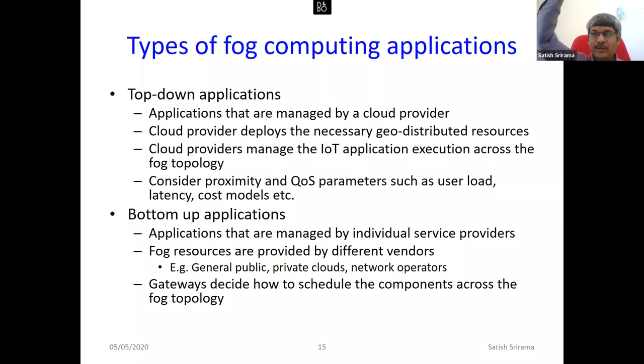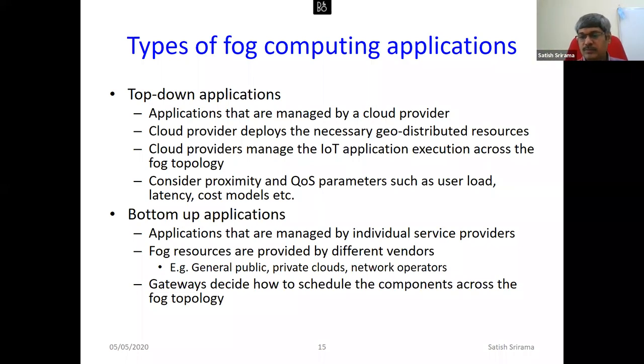But in that case, it is the cloud provider who is managing where these fog nodes are deployed. It is the Spain government which has deployed all these nodes, and from there the data is collected and processed. Cloud providers manage based on the proximity, the location, and QoS parameters such as user load. If one of the fog nodes is really loaded, the next request can be routed to the next fog node, which can be a little bit further, but the processing can be done faster. So these are all top-down based applications.